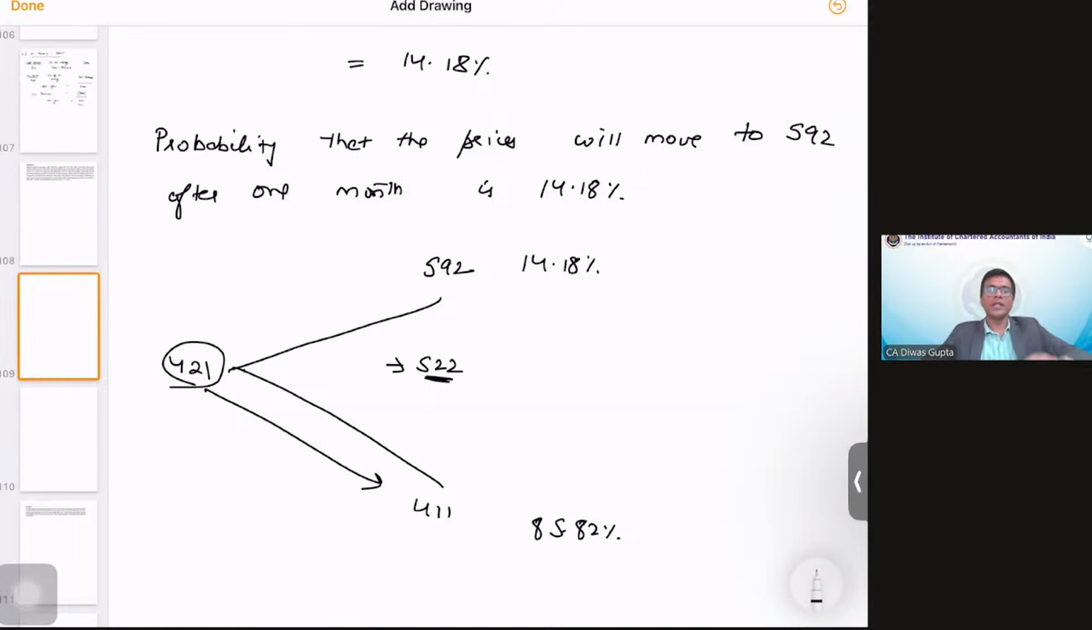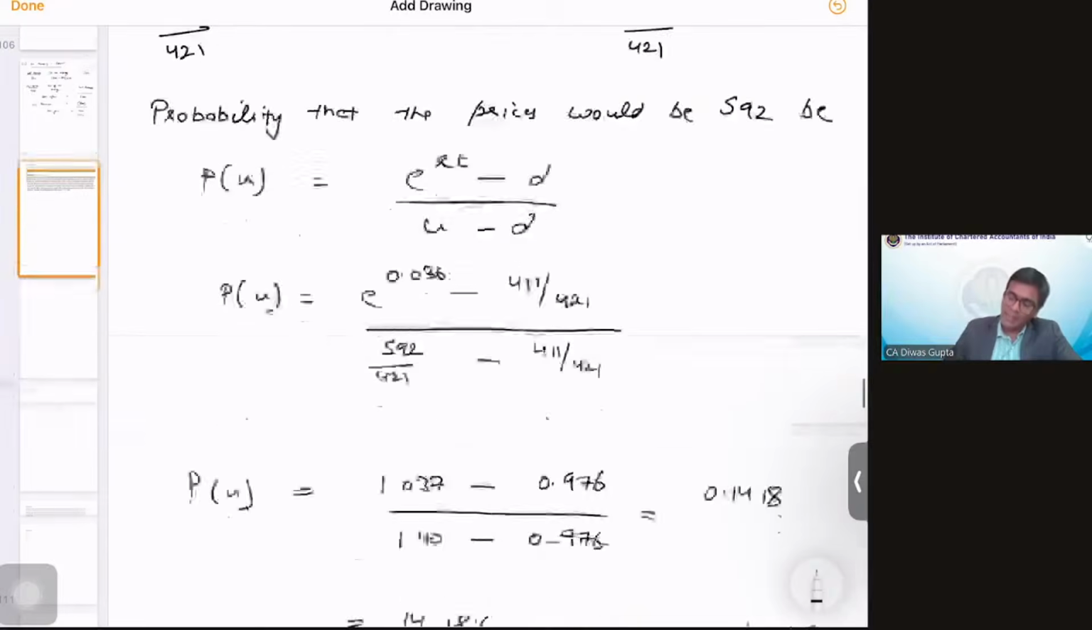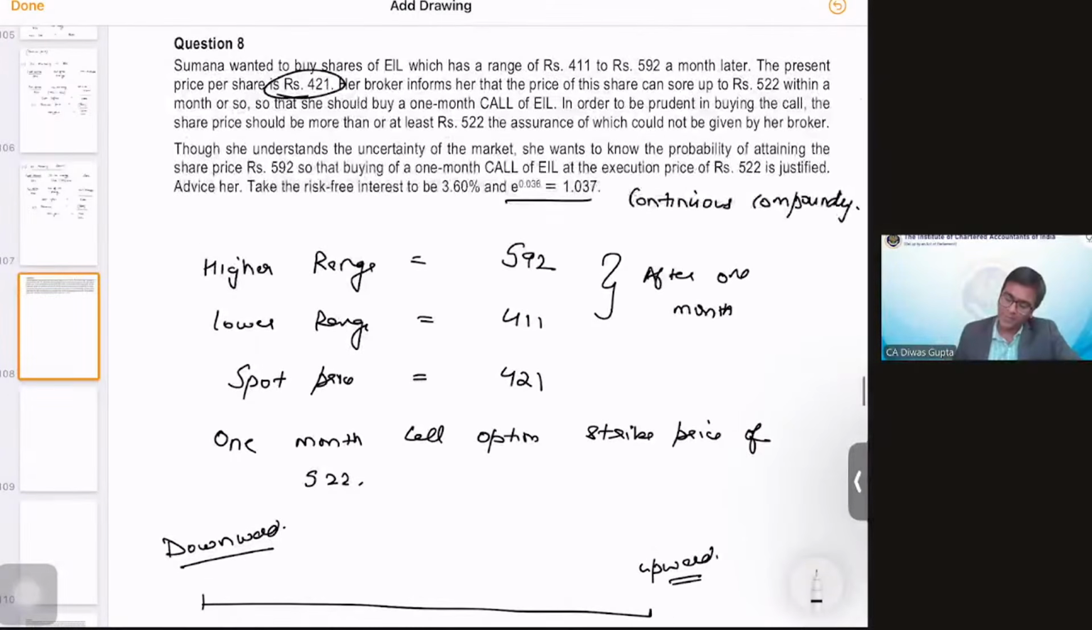Clear, students? Any questions or any doubts till now? Let me quickly check the questions. So the price of 522 is not justified. Actually, yes, because the probability is on the lower side. But the question is only asking us to calculate the probability so that the buying is justified or not. So yes, the probability is low and hence the buying at this price is not justified.